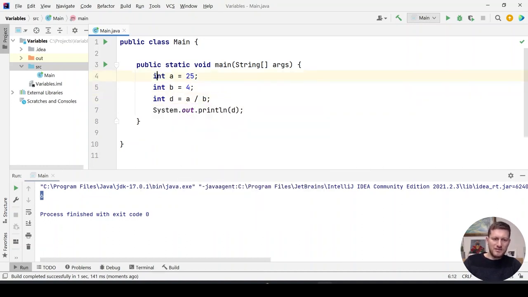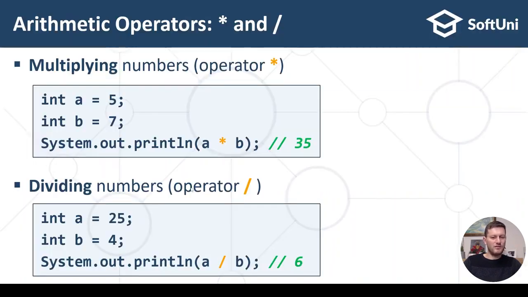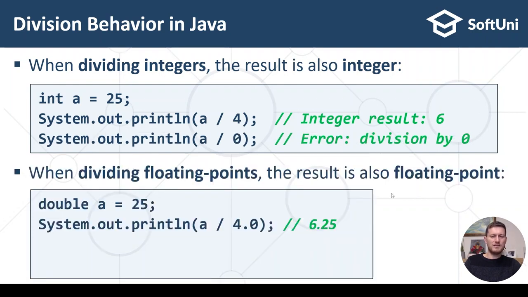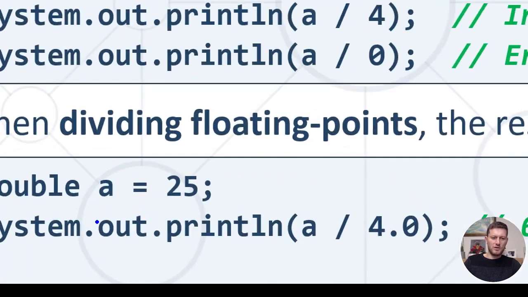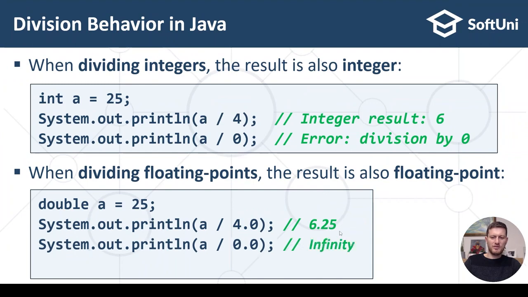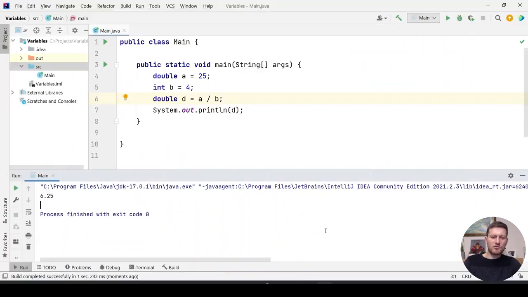But if one of the arguments is double, the result will also be a double, and this will be floating point division. So division might be integral when we divide int by int, and floating point when we divide by floating points like this, when we divide by 4.0, it will be 6.25. And also I should mention that in integral division, if we divide by 0, we'll get an exception.